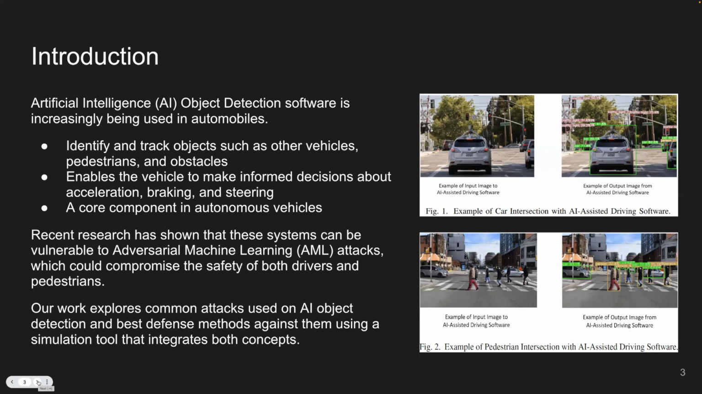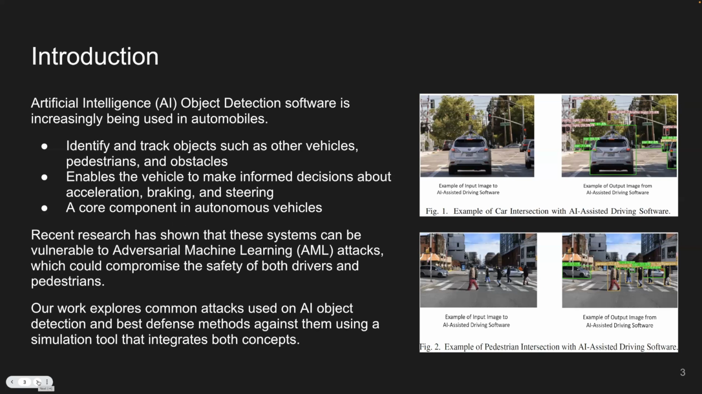So this research has shown that these systems, however, can be vulnerable to attacks, which could compromise the safety of both drivers and pedestrians. A study published in 2020 by researchers at Purdue University actually found that the object detection systems in autonomous vehicles can be easily fooled by simple yet effective attacks, such as adding stickers to road signs or changing the color of traffic lights. And so these attacks are also known as adversarial machine learning, and can cause the AI system to misinterpret the environment, potentially leading to a dangerous driving decision.